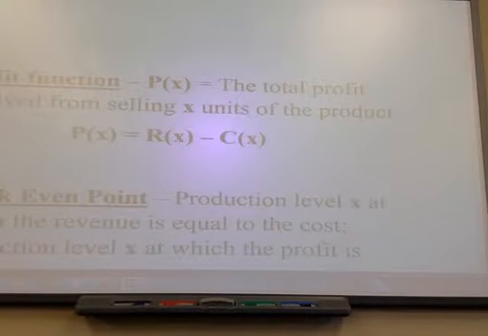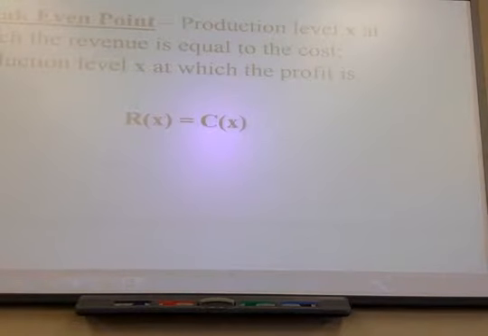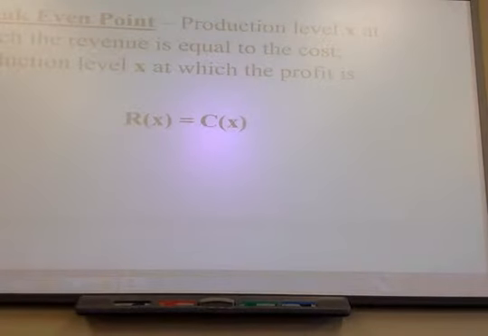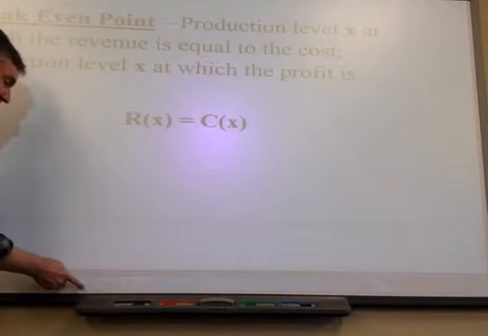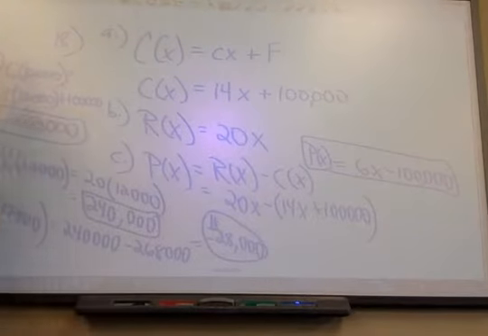Okay. Break-even point, production level x at which the revenue is equal to the cost, or the production level at which the profit is zero. Another way to say that. So you could do that either way. You could set the revenue function equal to the cost function and solve for x, or set the profit to zero. So for this one, if I asked you for the break-even point, we would say what?